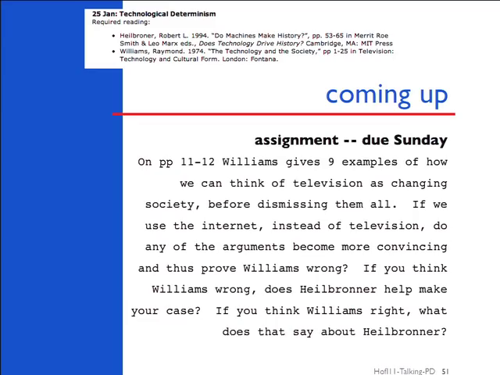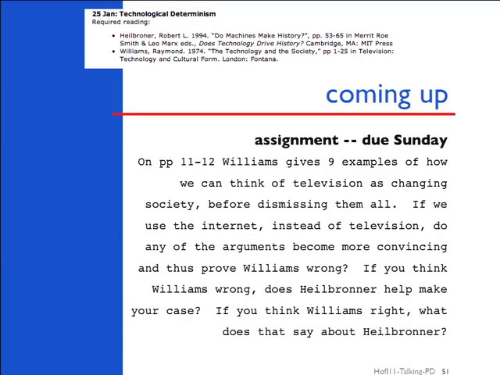And the assignment, which is due in on Sunday, and we'll post this assignment up there as well, is that both of them are talking about the question of technological determinism. Heilbroner says, look, I'm a historian, and you have to be able to acknowledge that machines change history. That's where we began. And Williams says, no. He was an English professor, but also a sociologist. And he said, when you look at these things in detail, it's very difficult to say machines change history.